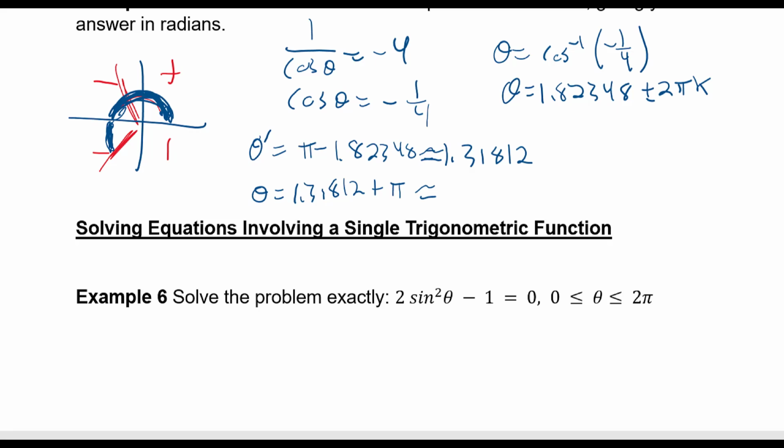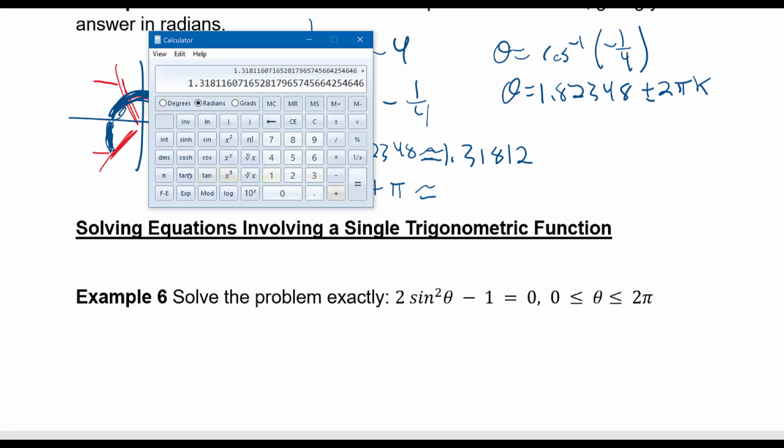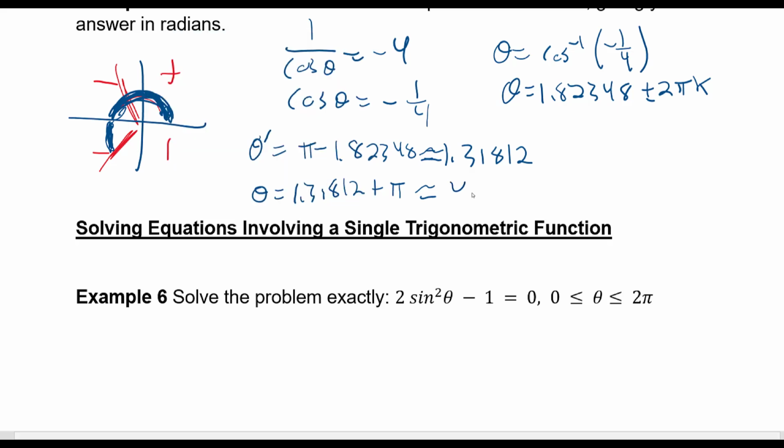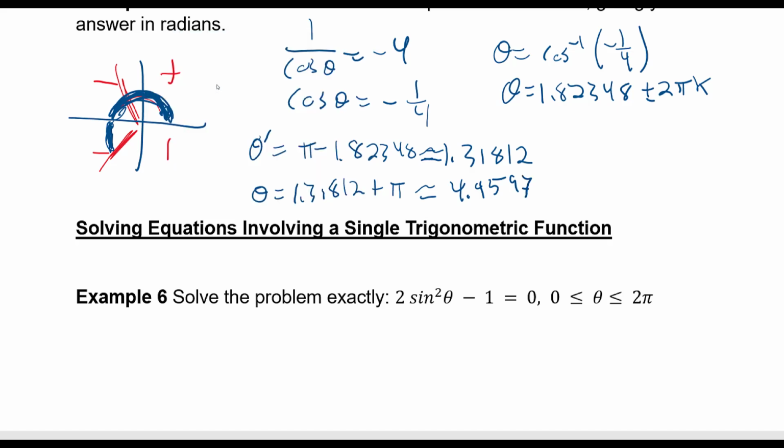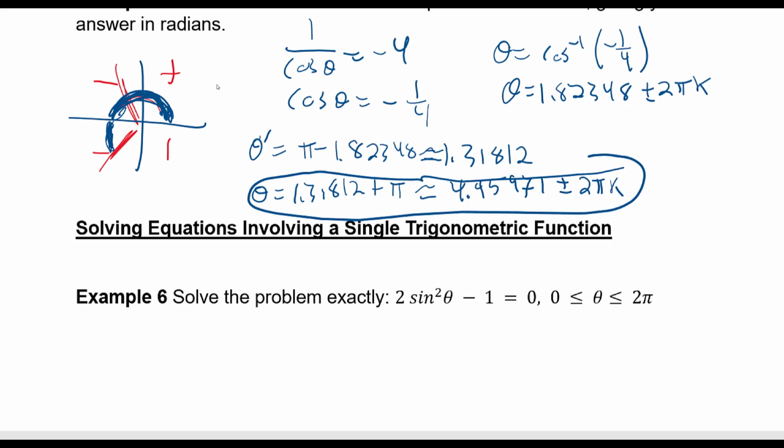We're going to add pi, and I get 4.4597087. So I'm going to say 4.45971 plus or minus 2 pi k, or 2k pi. It really doesn't matter. So there's one answer, and here's the other answer. And that's how you do these problems.